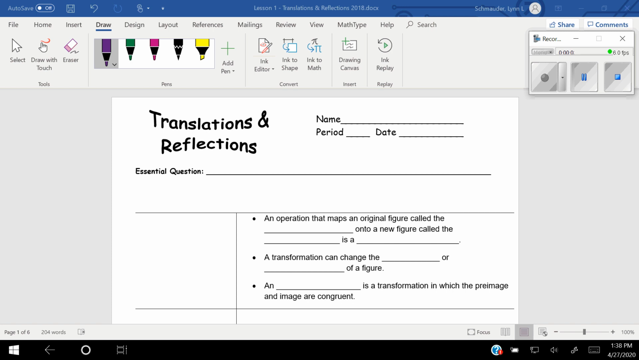All right, friends, we've got a short unit here on transformations. We're going to start with translations and reflections today, and then we'll move on to rotations.